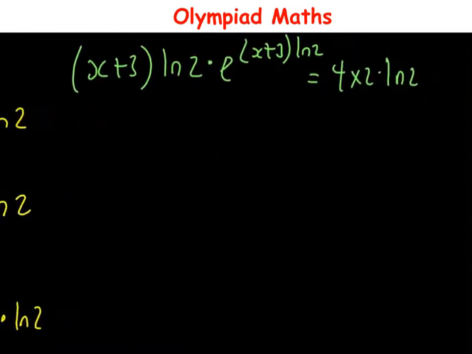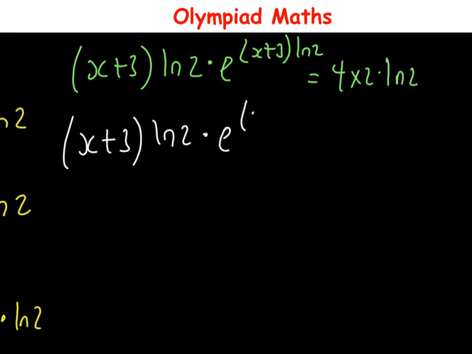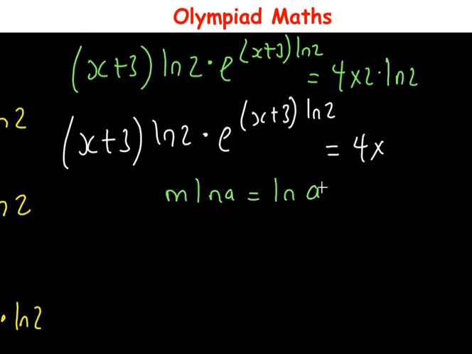So solving this further, we have in brackets (x + 3) multiplied by ln 2 times e raised to power (x + 3) times ln 2 is equal to 4 times... Now, there is a rule that if you have m times ln a, this is equal to ln a raised to power m. So applying this rule to 2 times ln 2, 2 becomes the power of ln 2, so we have it as ln 2 raised to power 2.